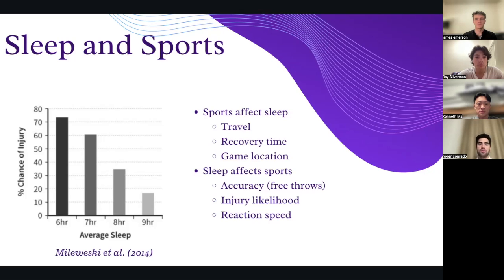And now how sleep affects sports, the accuracy or the level of performance that the athletes are performing at. If they don't get enough sleep, their accuracy, for example, in free throws can be reduced. Also, with intense physical activity and low recovery time due to the lack of sleep, athletes might be susceptible to a higher likelihood of injury than if they slept well. And also the reaction speeds while they're performing decrease.